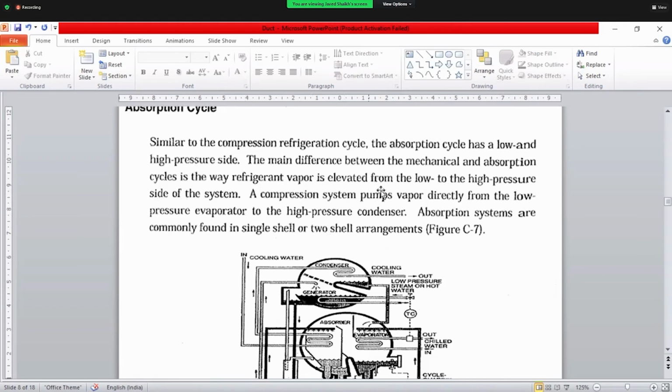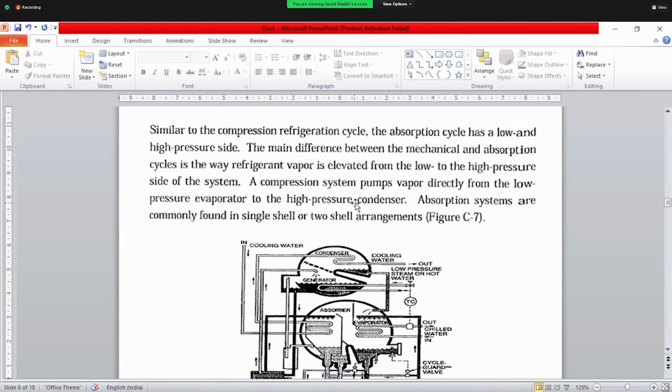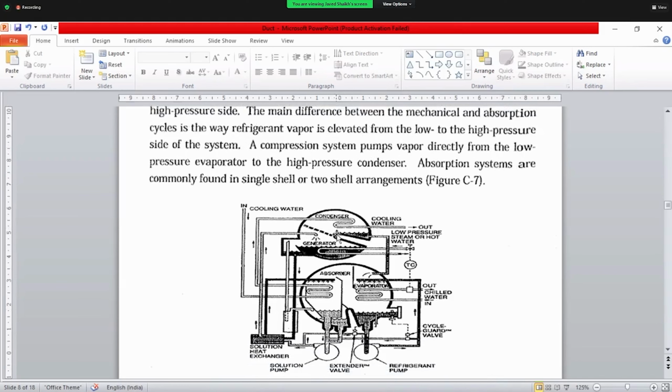In the refrigeration cycle, refrigerant is moved from the low to the high pressure side of the system. A compression system pumps vapor directly from the low pressure evaporator to the high pressure condenser. Absorption systems are commonly found in single shell or two shell designs. So this is a two shell absorption cycle. One is the absorber and one is the generator and condenser. Here you can see.